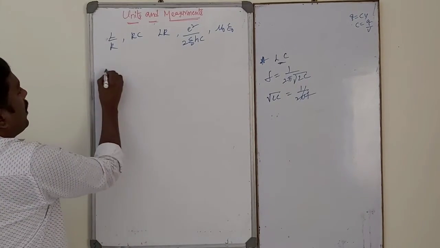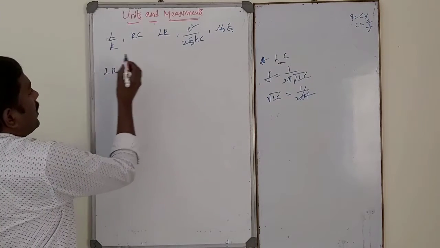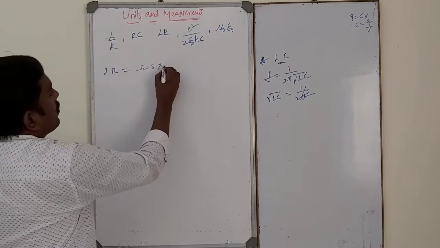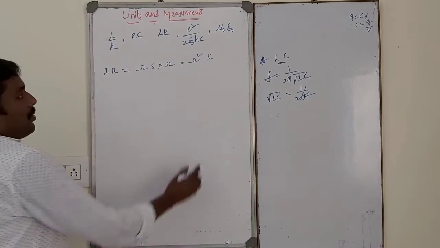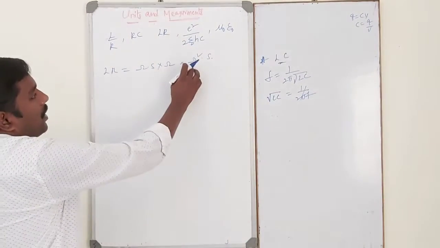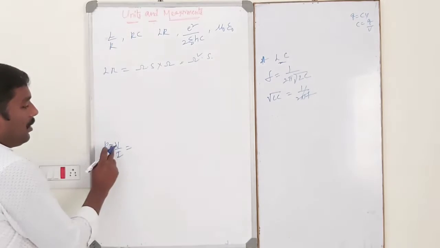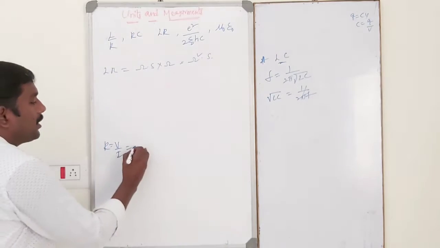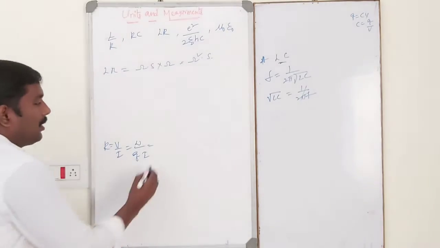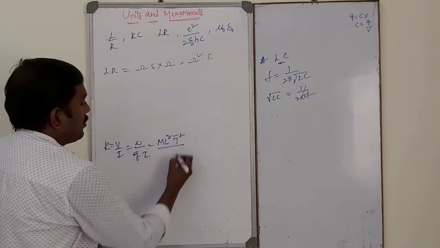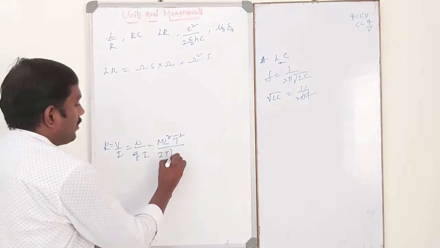Then L into R, the dimensional formula for LR. L, inductance, SI unit ohm second, into resistance ohm, is nothing but ohm power 2 into second. In this case, what is the dimensional formula for the resistance? R is equal to V by I. V is potential, I is the current. V is nothing but W by Q. What is the dimensional formula for work? M L power 2 T power minus 2, divided by Q, which is nothing but I into T. Again I.